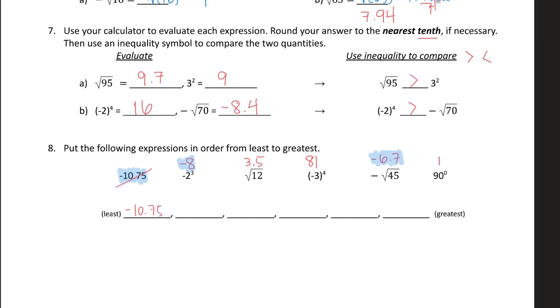Okay, the next one we're going to do is going to be the negative 8. So that's negative 2 to the 3rd power. The next one we're going to do is negative square root of 45. So now we can look at the positive numbers, and now we know that 1 would be the next number. Which is, let me write the original number. That's going to be 90 to the 0 power. And then the next one would be the square root of 12. And then lastly, negative 3 to the 4th power.